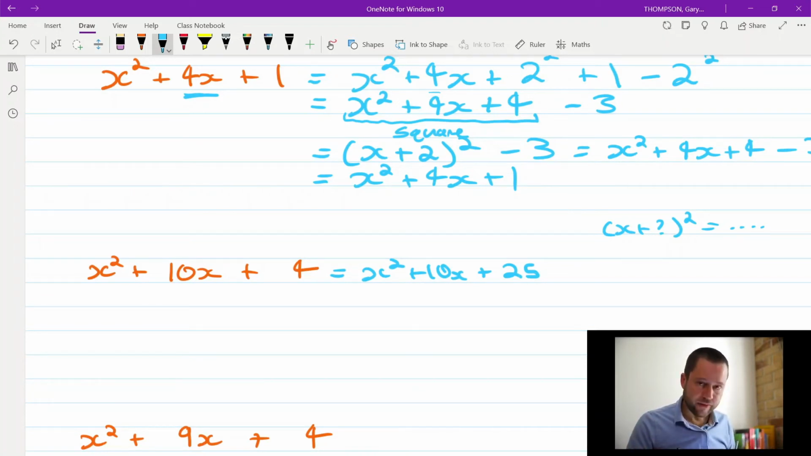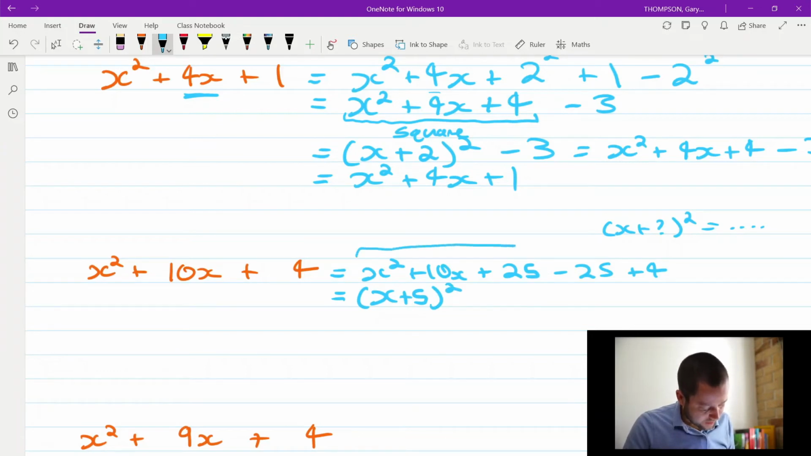But I've just added 25 to this expression. I need to take that 25 away so that I don't change the value, and don't forget that plus 4. I can't alter the overall value of the expression, the quantity that the expression represents, so I need to balance that out. By doing that, I can now factorize this and tidy it up as x plus 5 all squared, because that is my square there. So great, I've inserted a square into the expression, and I'm just going to tidy up the numbers at the end. It's going to be minus 25 plus 4, that gives me minus 21.